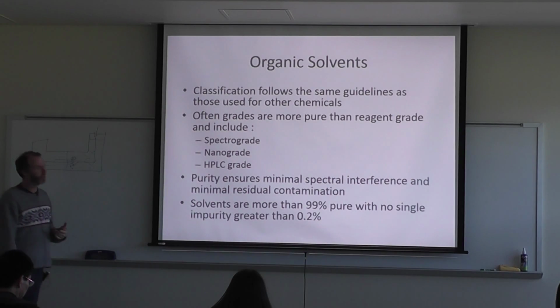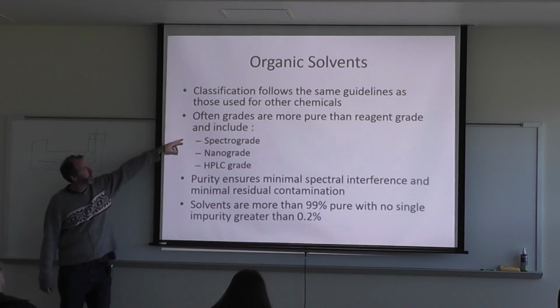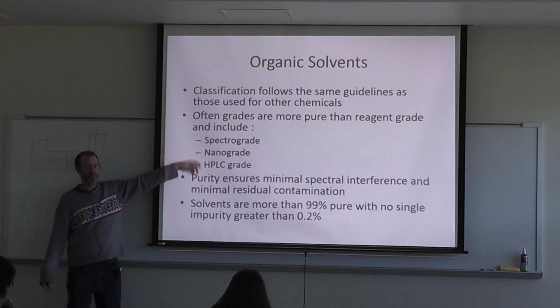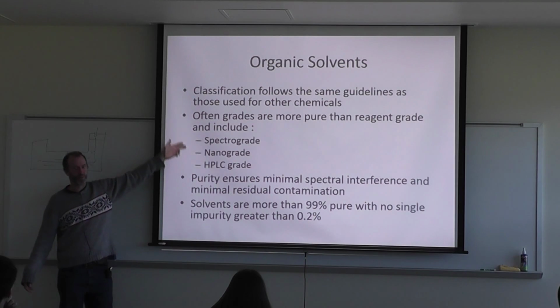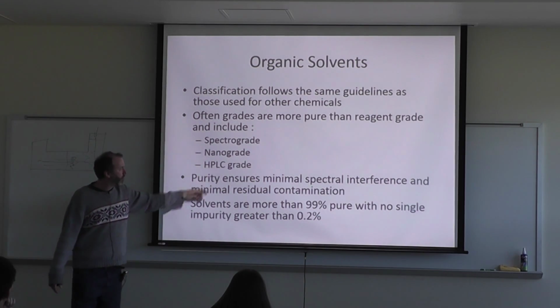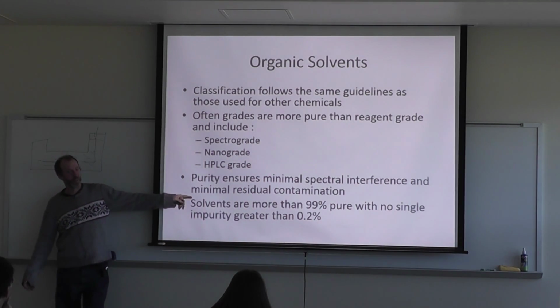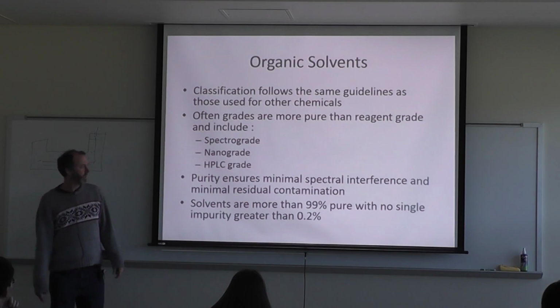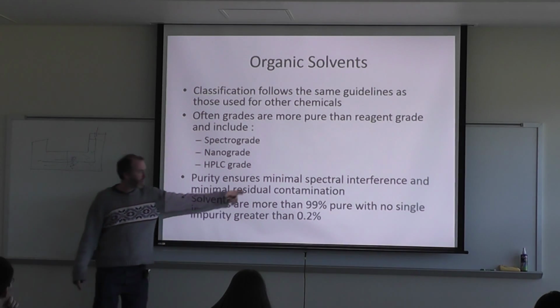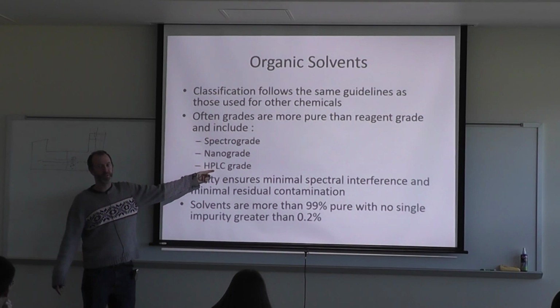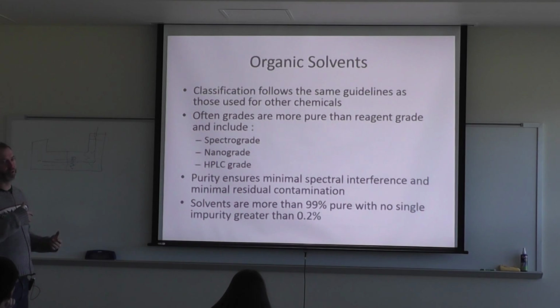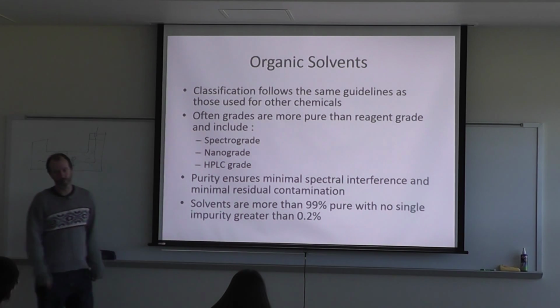Organic solvents. Their classification follows the same guidelines as the other chemicals. Often grades are more pure than a reagent grade, and they can include spectral grade, nanograde, or HPLC grade. So special laboratory water would fall into one of these, although we're talking about other organic solvents. Purity ensures minimal spectral interference and minimal residual contamination. Solvents are more than 99% pure with no single impurity greater than 0.2%. So it's important for spectral interference, especially when you're doing HPLC, right? Because you'll learn when we're looking at compounds coming off an HPLC column, we typically use absorbance, which is the most common method used, some sort of absorbance at some wavelength.